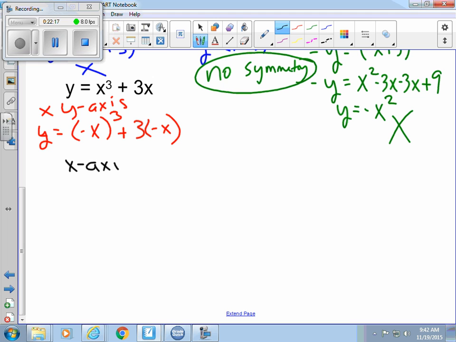X-axis symmetry. Is that the same as the original? No. I could divide it by the negative 1 if I wanted to, but then it would make the other side all negative, right? So that is not the same as the original.